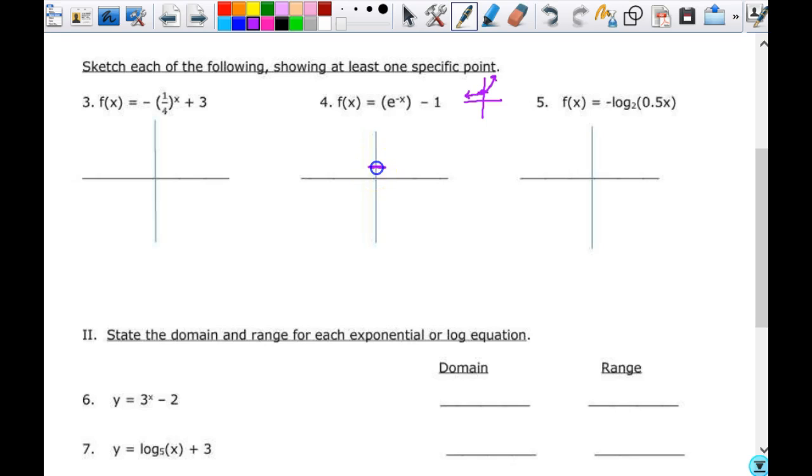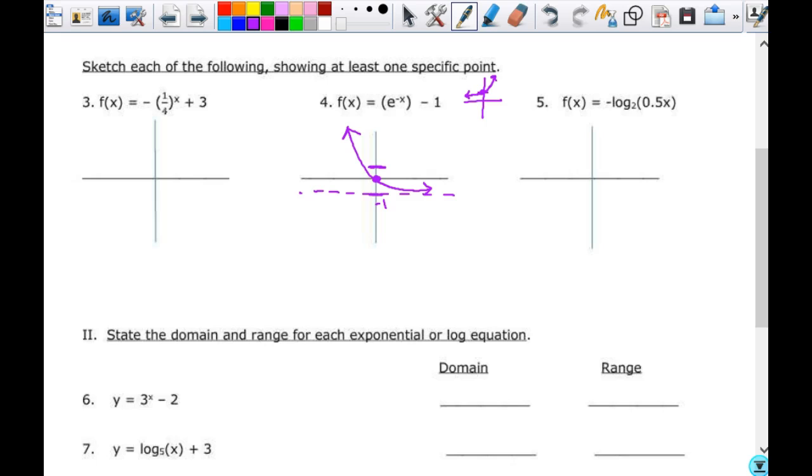And then that minus 1 right here, what happens with that? Shifts down 1. So there's where my point is. My asymptote was at y equals 0. Now it's at y equals negative 1. Okay. And this is here at 0, 0. And instead of my graph looking like this, it was a reflection on the y-axis, so it's going to come and look more like this right here.